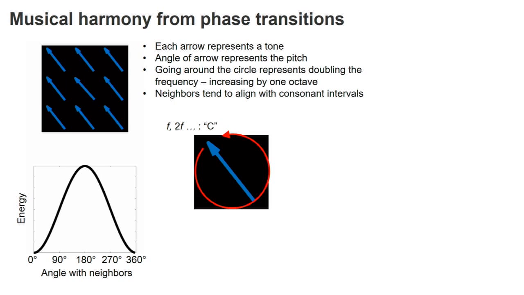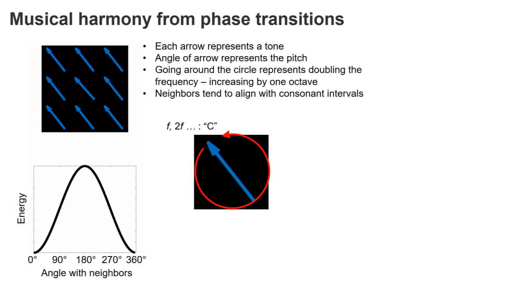So why does it make sense to represent a pitch on a circle? Well, it's because if you double the frequency of that pitch, then you've increased the pitch by one octave, which basically brings you back to where you started. So if you assume that all octaves are basically the same note, then it makes sense to represent your pitch by an arrow on a circle.